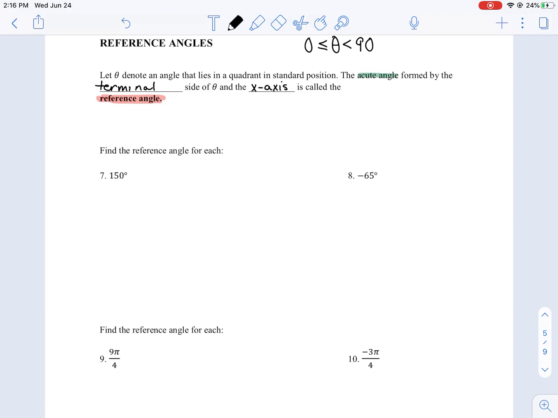Okay, so starting with 150 degrees. I want to find the reference angle for 150 degrees. And I'm going to start by drawing that angle. Going counterclockwise, there is 0 degrees, 90 degrees, 180 degrees, and 270 degrees. So the 150 degree angle is going to be in quadrant 2.